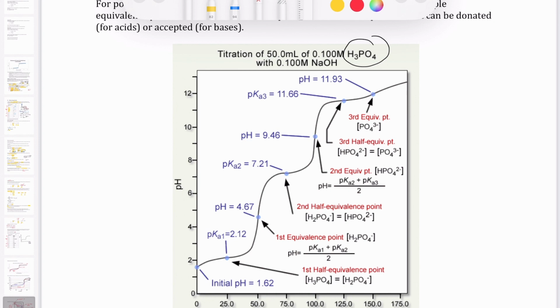So you can see there's 3 different half equivalence points. The first one, this is the second one, and this is the third one. And there's also 3 equivalence points. This is the first one, this is the second one, and that's the third one. Because there's 3 protons that the hydroxide has to neutralize. And that's why there's 3 of both of the points right there.